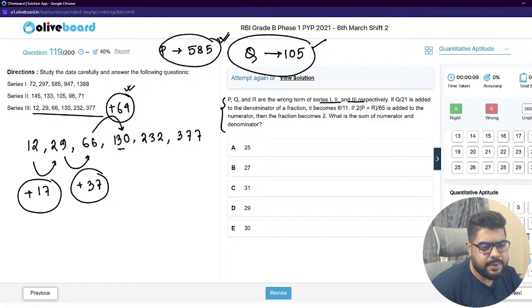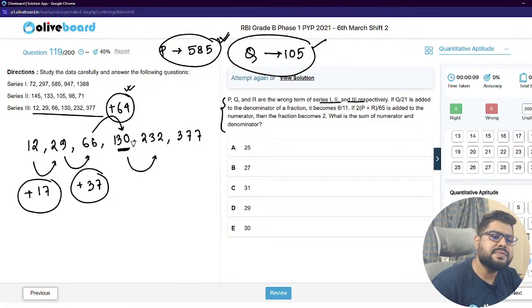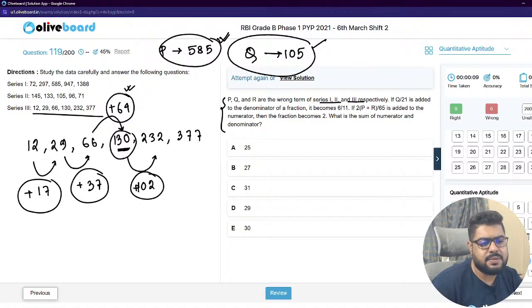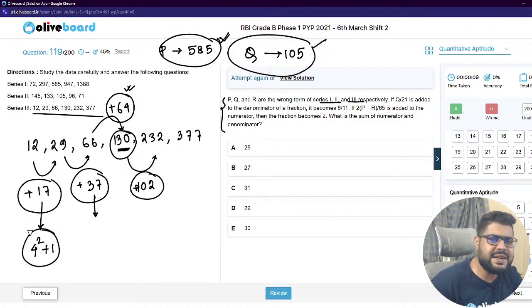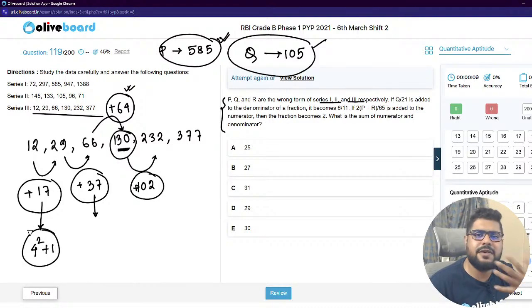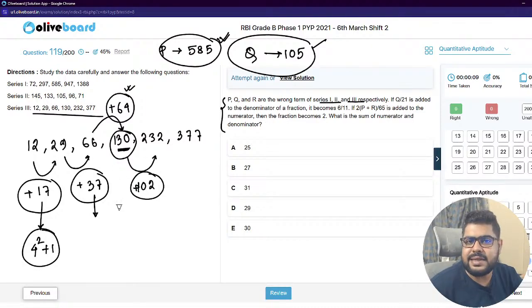This just might be the wrong term. Wait a second, let me confirm. So this is 102, yes sir, 100% this is the wrong term. Why? Let me explain. You must have a good idea of these values, sir. This is 4 square plus 1. Instinctive, very much instinctive. Once you solve a few questions, you get to recognize these values.